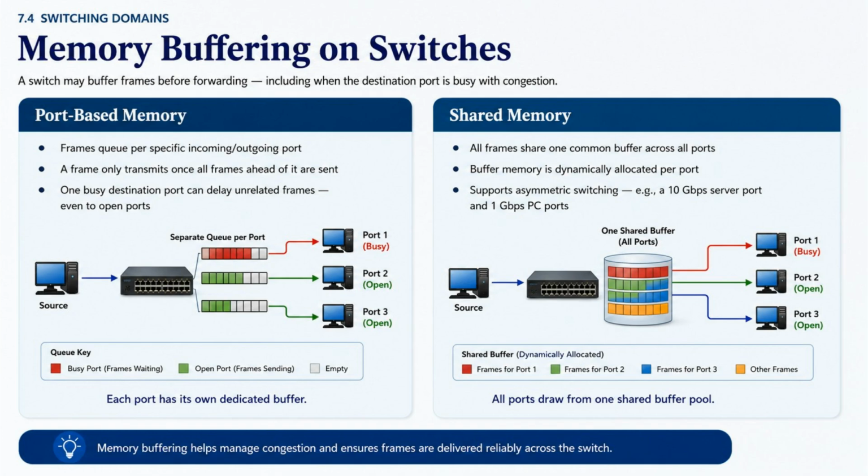Switches buffer frames when the destination port is busy. Two approaches, contrasted on screen. Port-based memory. Frames queue per specific port. One busy destination can delay unrelated frames even to open ports, versus shared memory. All frames share one common buffer, dynamically allocated per port, supports asymmetric switching, like a 10 gigabits per second server port alongside 1 gigabit per second PC ports.